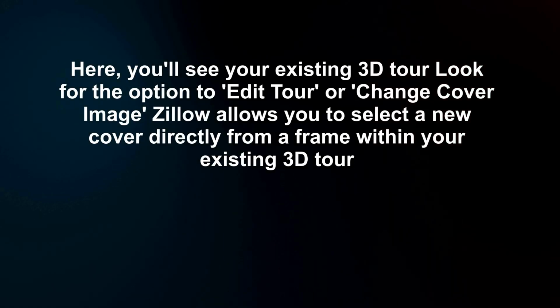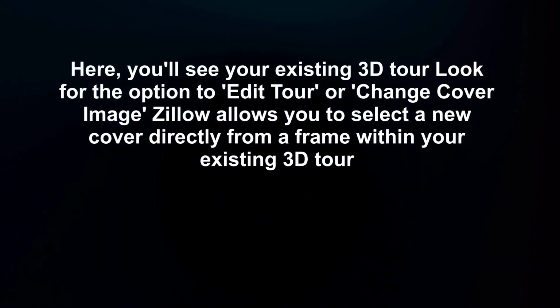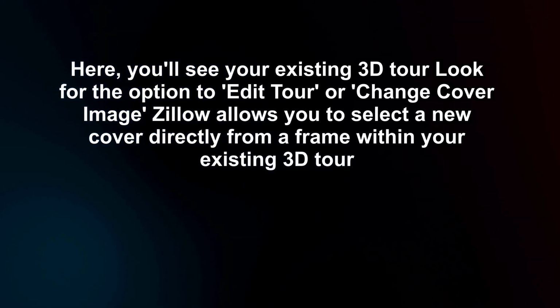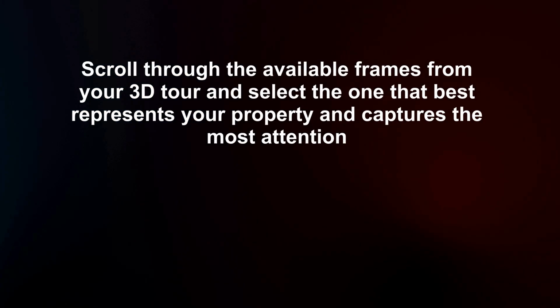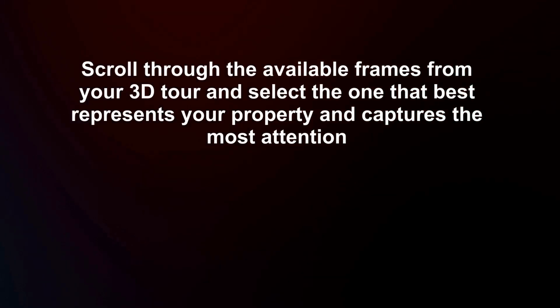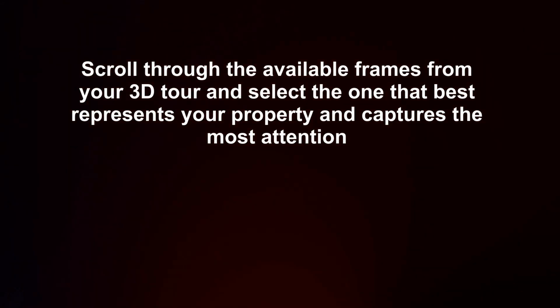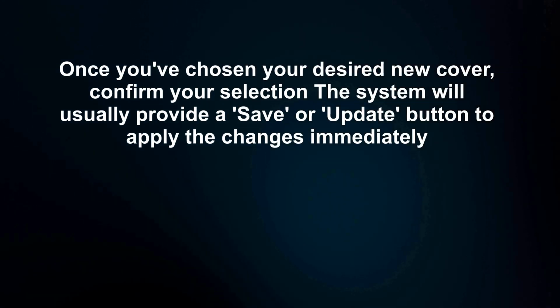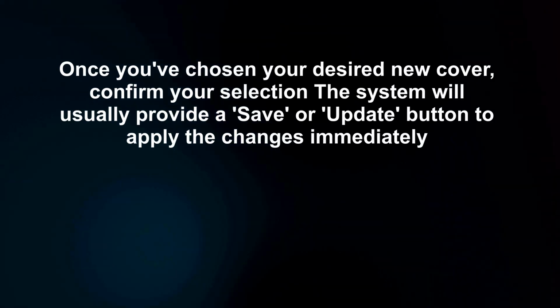Zillow allows you to select a new cover directly from a frame within your existing 3D tour. Scroll through the available frames from your 3D tour and select the one that best represents your property and captures the most attention. Once you've chosen your desired new cover, confirm your selection.